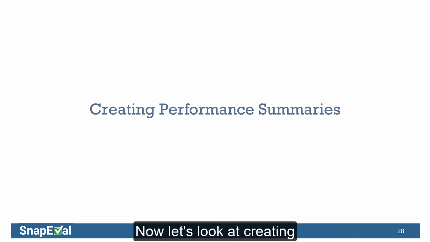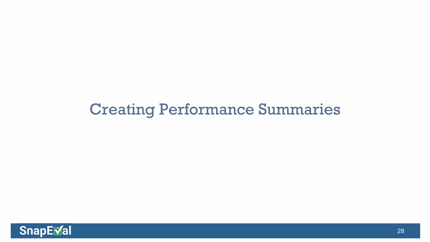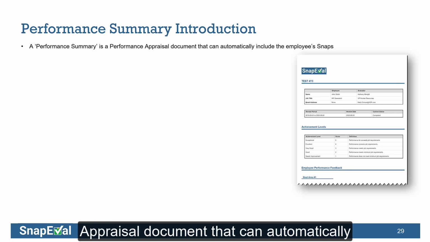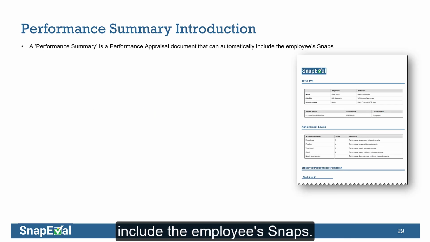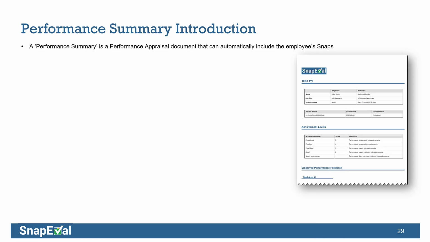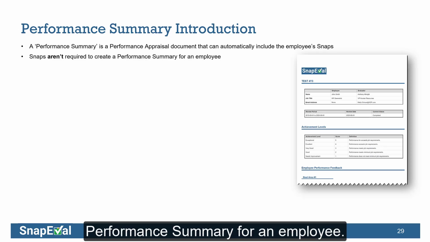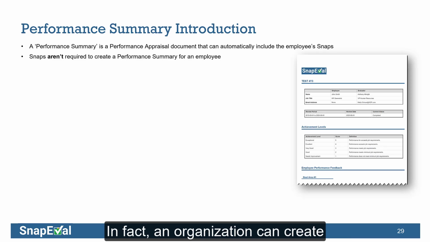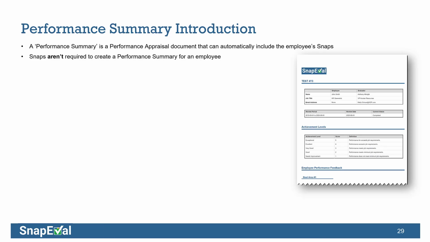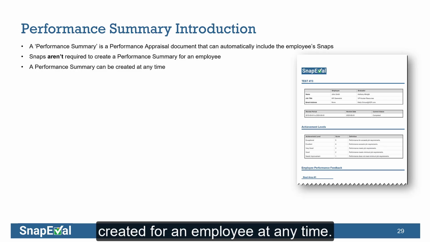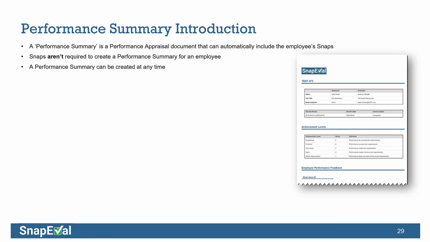Now, let's look at creating performance summaries. A performance summary is a performance appraisal document that can automatically include the employee's snaps. Snaps aren't required to create a performance summary for an employee. In fact, an organization can create performance summaries for all of their employees and not have any snaps in the SnapEval system. A performance summary can be created for an employee at any time.